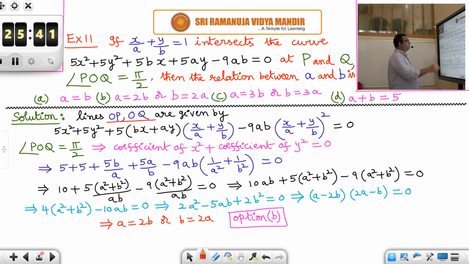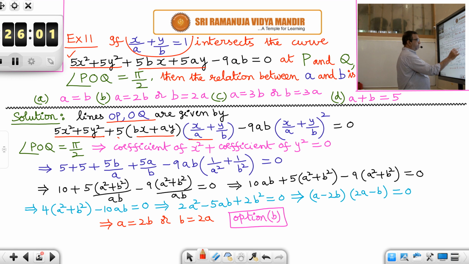Homogenizing the equation of the curve. Homogenization means you take the equation of the curve. In the equation of the curve, the second degree part has no change. First degree part is what? These two terms. So 5 common in the bracket, bx plus ay. It must be multiplied by 1. The line is already prepared, right hand side 1 only.